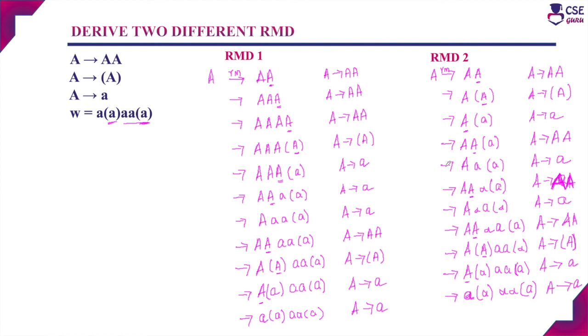So if there are two different derivation trees or parse trees for the same string, or two different leftmost derivations or two different rightmost derivations for the same string, we can conclude that the given grammar is an ambiguous grammar.